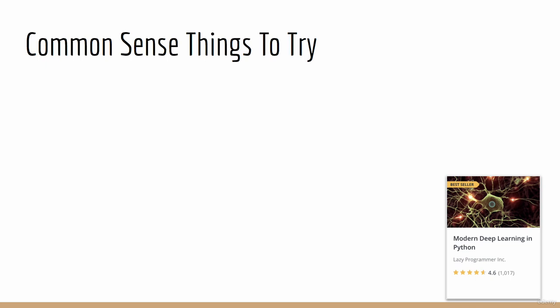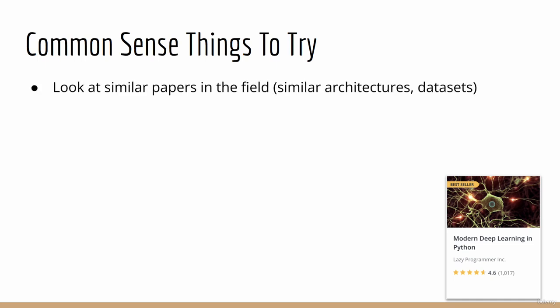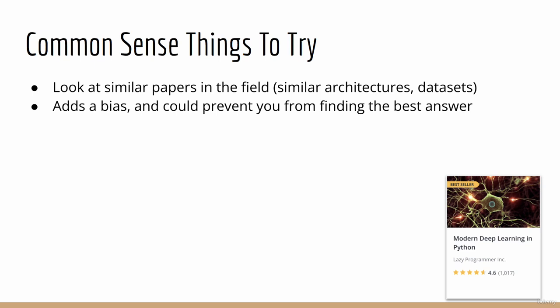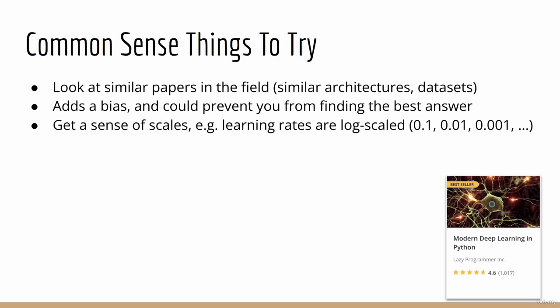One obvious thing you can do, if you want to be sure you're at least in the right range, is to look up the papers in your field to see what they used. This is assuming that your datasets are similar. So that should give you a reasonable starting point for your random search. But do keep in mind that this adds a bias and could potentially prevent you from searching closer to the optimal point. This will also help you get a sense for the scales at which to try random values. For example, learning rates and many other parameters are usually chosen on a log scale. For example, 0.1, 0.01, 0.001, and so forth.